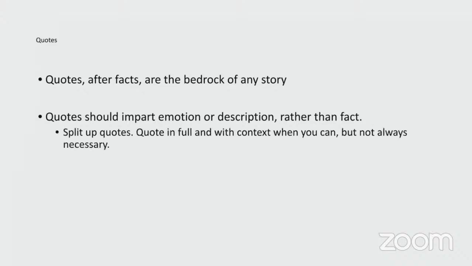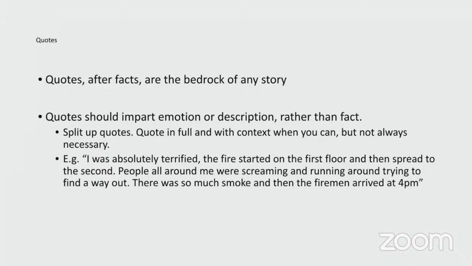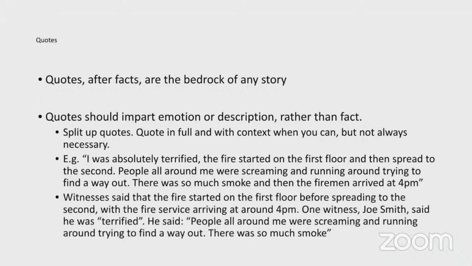So, for example, if you have a quote like this, which is explaining various things about an incident, say it's a fire in a student hall, you've got a lot of information in there that's factual, that is useful for you to write the story, but it's also useful for you to quote because it explains how it all felt for everyone involved. I would do something like this: witnesses said that the fire started on the first floor, which is in the first sentence of the actual quote, before spreading to the second, with the fire service arriving about 4 p.m. That's the end of the third sentence of the quote.